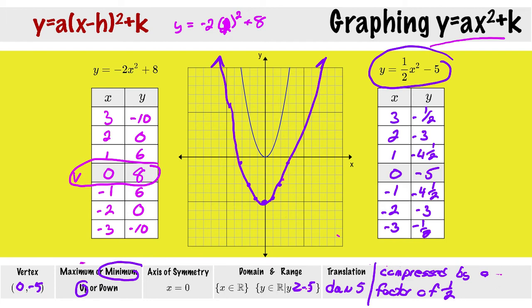And now we know that k moves the parabola up or down. A shows direction. If it's positive, it opens up. If it's negative, it opens down. And we know that if the number is bigger than 1, it's stretched. If it's less than 1, it's compressed.